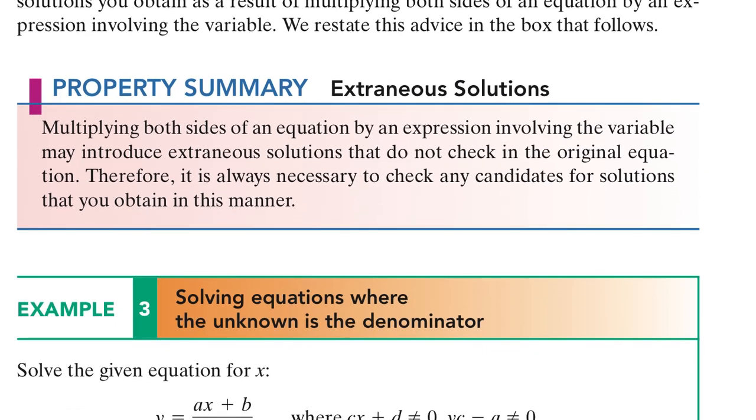Multiplying both sides of an equation by an expression involving a variable may introduce extraneous solutions. So in our problem set, we're going to have to start looking for those extraneous solutions just in case. So you definitely want to check your solutions. Therefore, it is necessary to check any candidates for solutions that you may obtain in this manner.